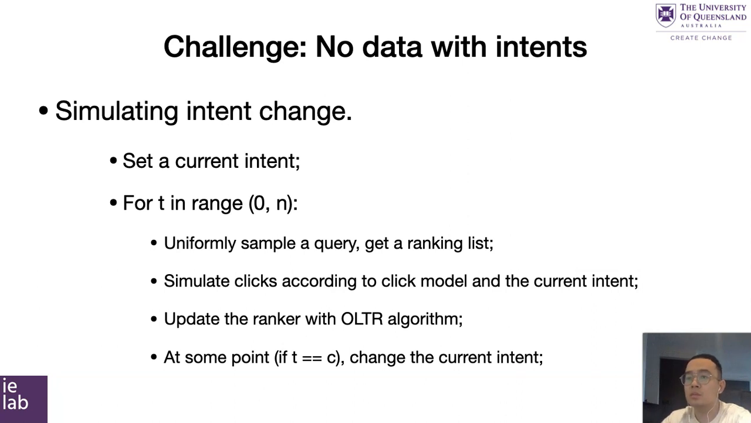The simulation procedure goes like this. First, we set a current user intent. Then for each time step from 0 to n, we uniformly sample a query from the dataset and generate a ranking list according to the current ranking model. Then we simulate the clicks on the ranking list based on the click model and the current user intent. Next, the online learning to rank algorithm will update the ranker with the click data it received.